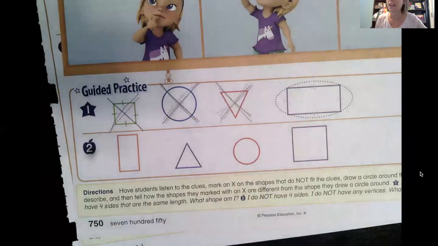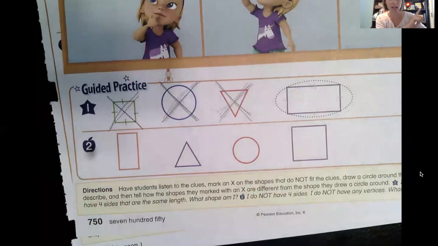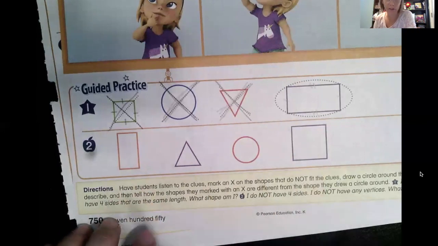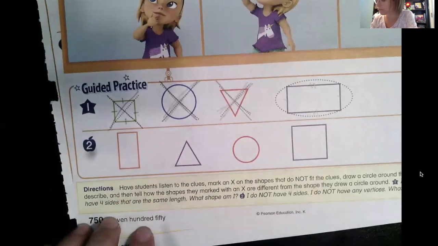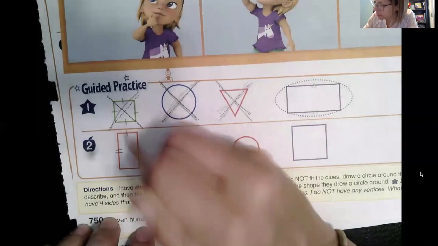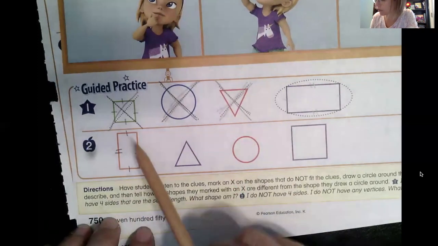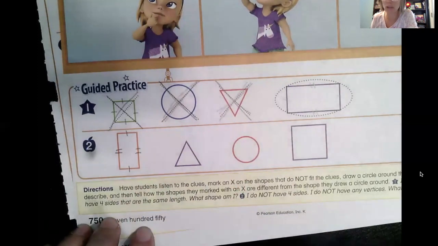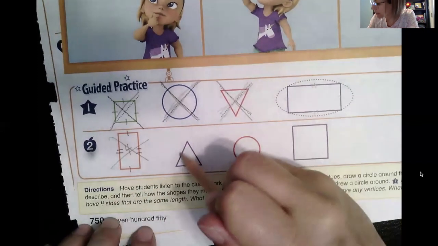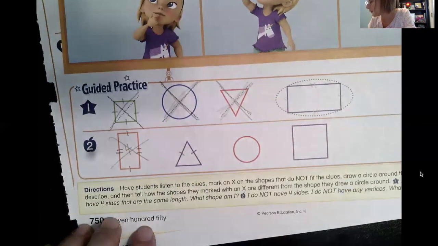This one doesn't have the answer on it already. The first clue is, I do not have 4 sides. Okay, what should we do? Find the ones that do not have 4 sides. Those are the ones we want to keep. This one has, those are long, and this is short. 1, 2, 3, 4. We do not want one with 4. Not 4. This one is the same as this side. That's the same. And this is the same.